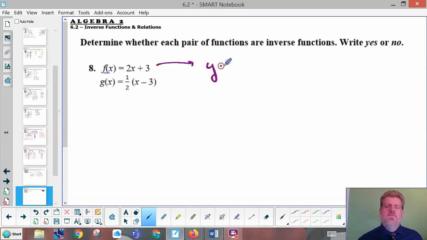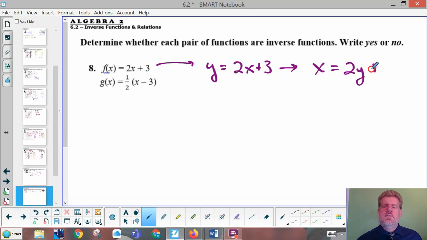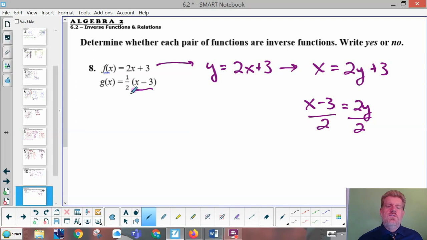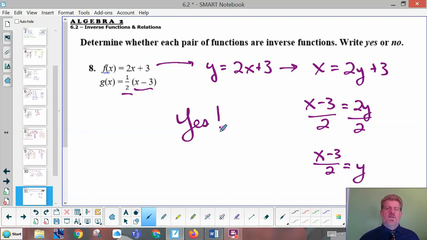So let's take this graph. Let's switch the x's and the y's. Let's solve for y. Let's subtract 3. Oh, already looking good, subtracting 3. Then divide by 2. Isn't that really dividing by 2 right there? Because isn't dividing by 2 the same as multiplying by a half? So this is the same as that. So, this is a big yes. They are inverses of each other.